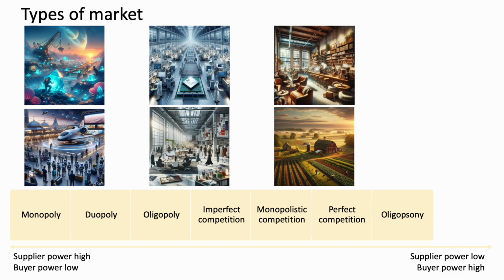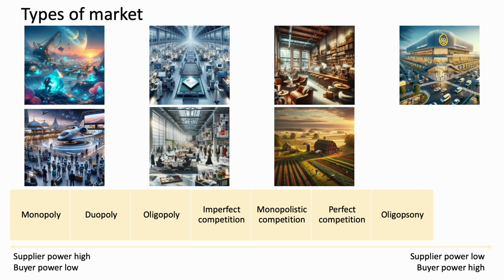Oligopsony. This is characterized by a few large buyers dominating the market. For instance, a small number of multinational supermarkets purchasing the majority of organic produce in a region would represent an oligopsony. Their buying power significantly influences the pricing and practices of organic farmers.